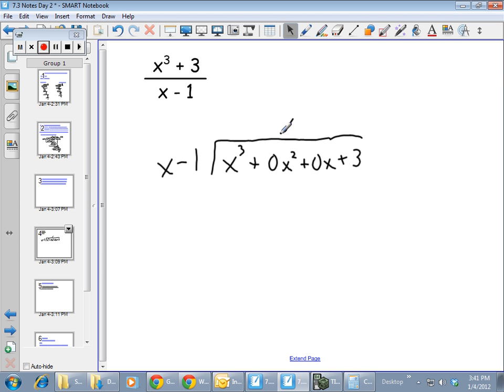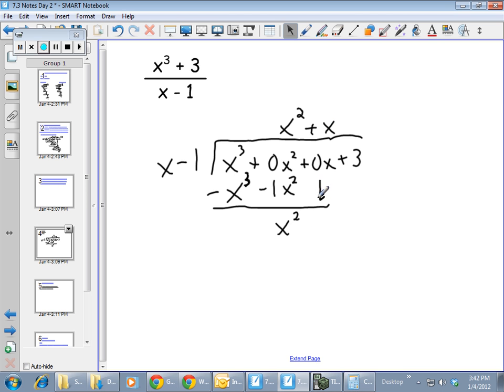So that's going to be x squared. So x squared times x is x to the third. And then x squared times negative 1 is negative 1x squared. And then we subtract. So these two cancel out. 0x squared minus negative 1x squared is x squared. And so what do we put up here? We put up an x, because x times x will give us x squared. So x times x is x squared.